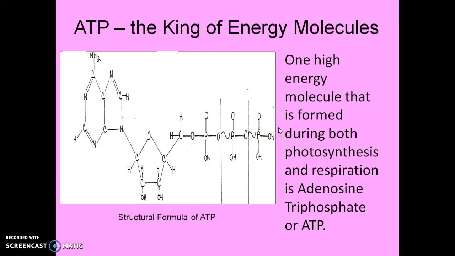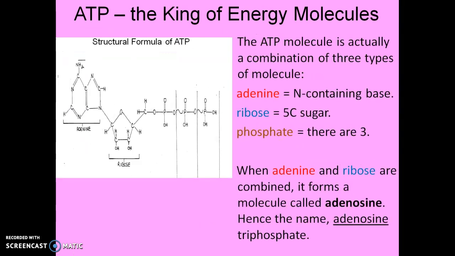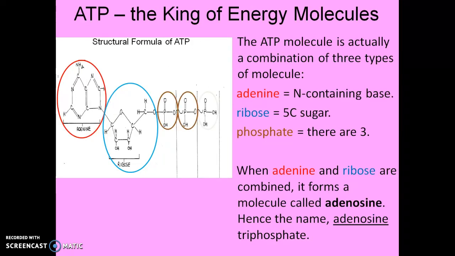Here's the structural formula you see here to the left. We call it adenosine triphosphate because it has an adenine, which is a nitrogenous base. It has a ribose, which is a 5-carbon sugar. And it has triphosphate, 3 phosphate molecules. When adenine and ribose are combined, it gets adenosine. And then obviously you understand, hopefully, the triphosphate. We have 3 phosphates here, 3 P's. P, P, P.